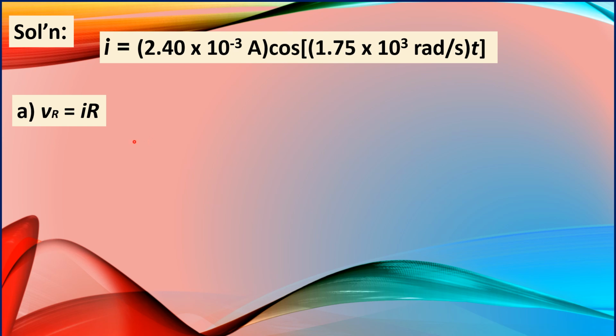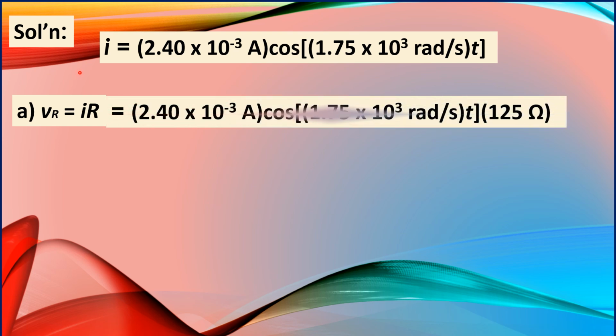Then multiply it by the given value of the resistance. We just substitute that into this equation and we will get, alright, so 2.40 times 10 to the negative 3 amperes to be multiplied by the cosine of 1.75 times 10 to the third radian per second multiplied by the value of the time t and then multiplied by the given resistance of 125 ohms.